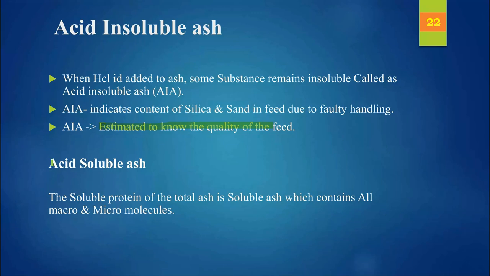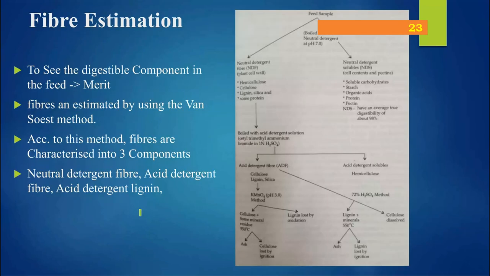Then acid soluble ash is another thing. Some materials in the total ash are soluble, which is the soluble ash, and it contains all macro and micro molecules. So this is also estimated as part of the proximate principles. So here there is a flowchart showing how to estimate the fiber content in a particular compounded feed.